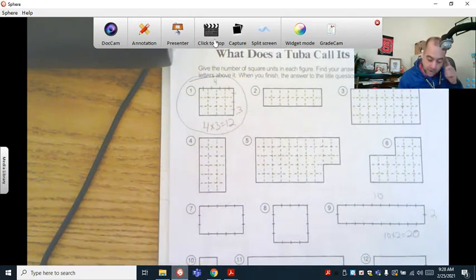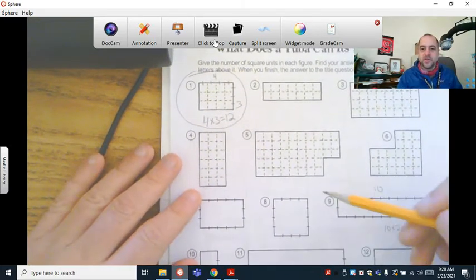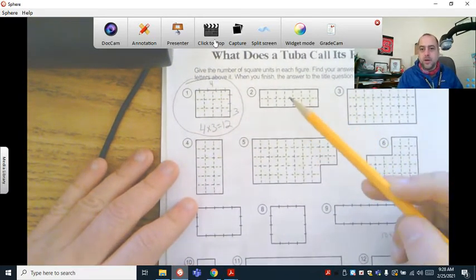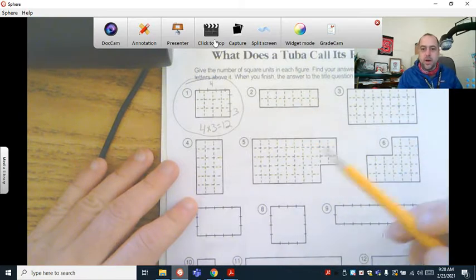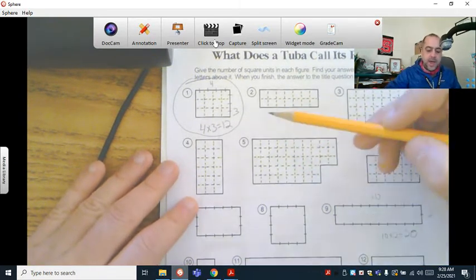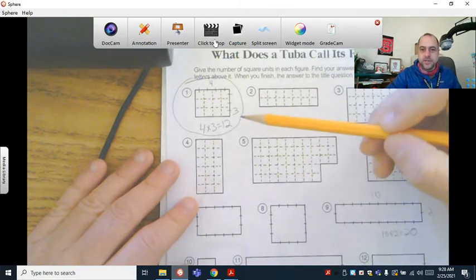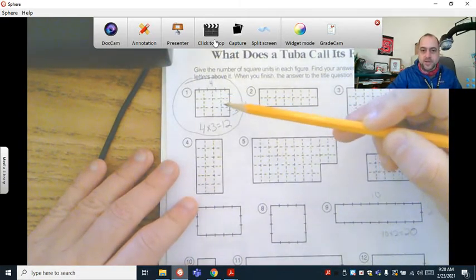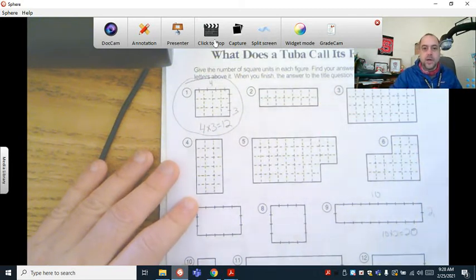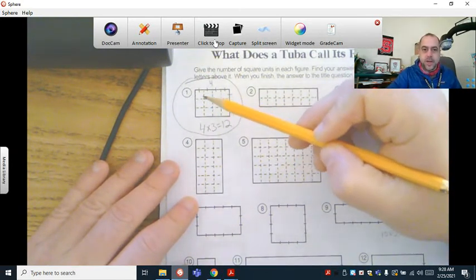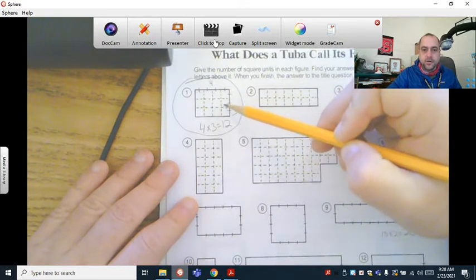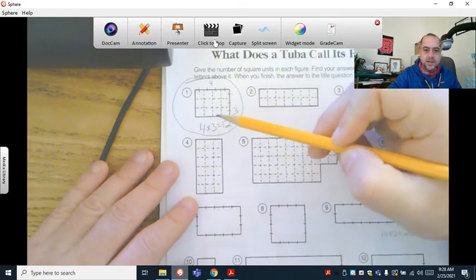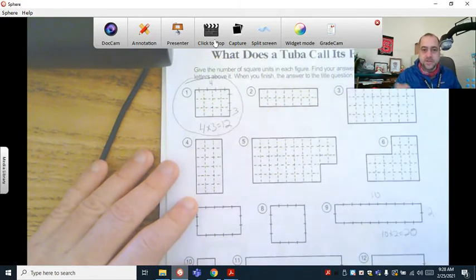Alright, so we're starting off, this first page is pretty easy. We're just talking about finding the area of these different shapes, or mostly rectangles. It's helping you because it's showing you that the area just means how many perfect squares can fit inside. If you were going to be really slow about it, on this first one, you could say 1, 2, 3, 4, 5, 6, 7, 8, 9, 10, 11, 12. There's 12 squares. That's the answer.